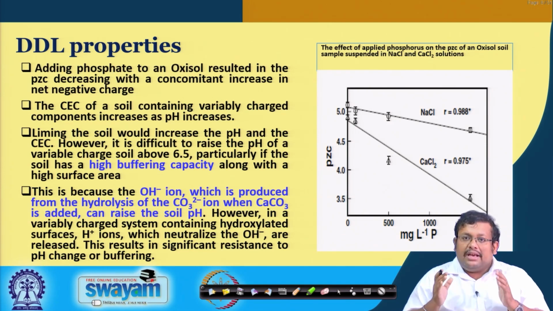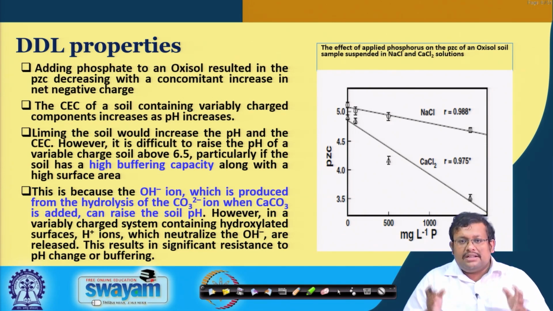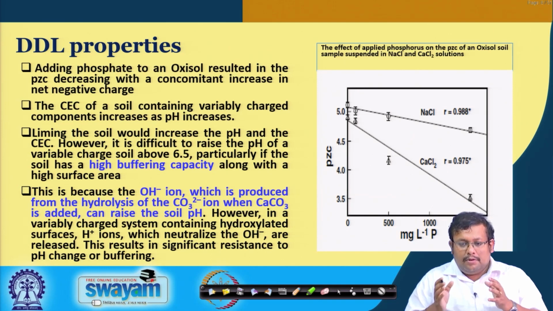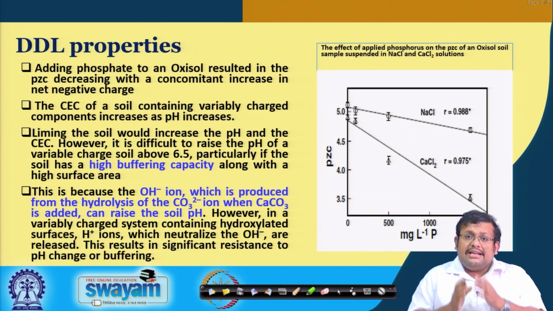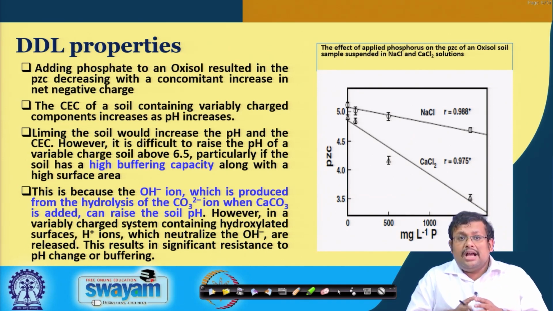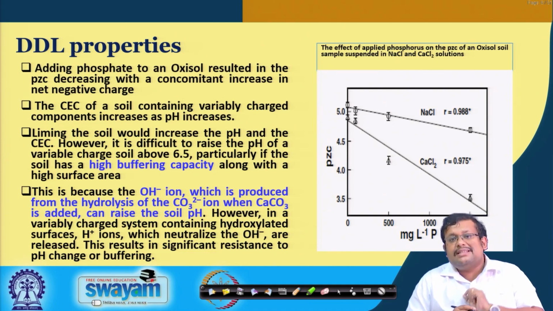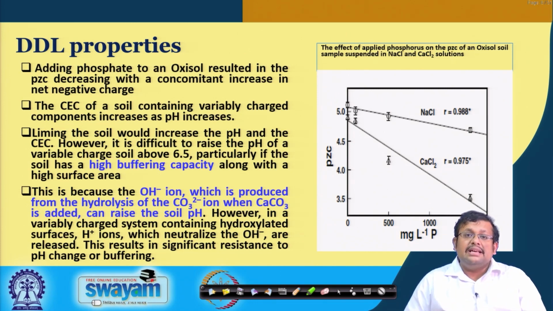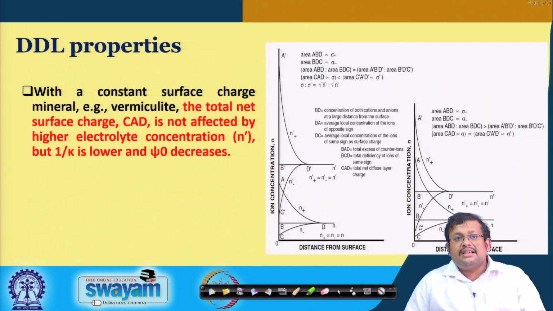In other words, let me tell you again: when we add the calcium carbonate in a particular soil, it basically increases the pH as well as the cation exchange capacity, because it produces the hydroxyl ion as a result of hydrolysis of the carbonates. However, these hydroxyl ions get neutralized by the protons which are present in the variable charge surface. So, as a result there is a development of a buffering capacity, and the increase in the pH is very slow in this variable charge surface.